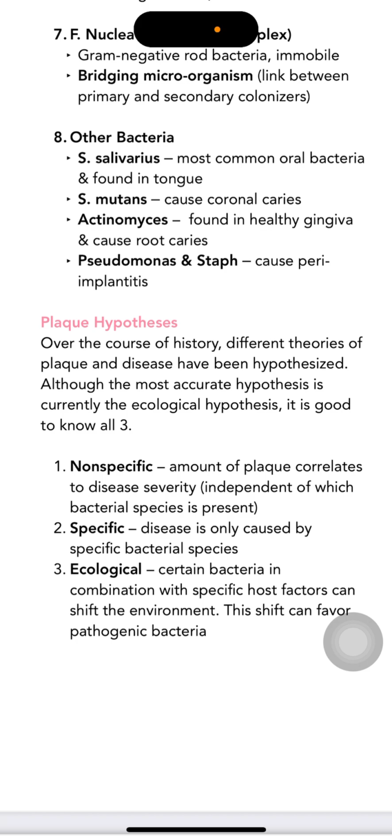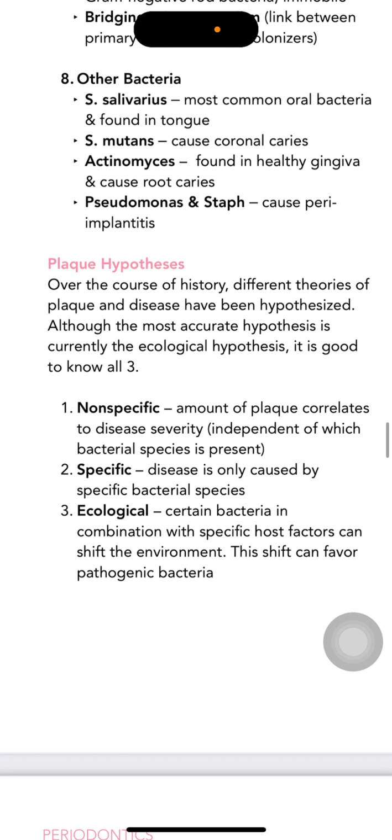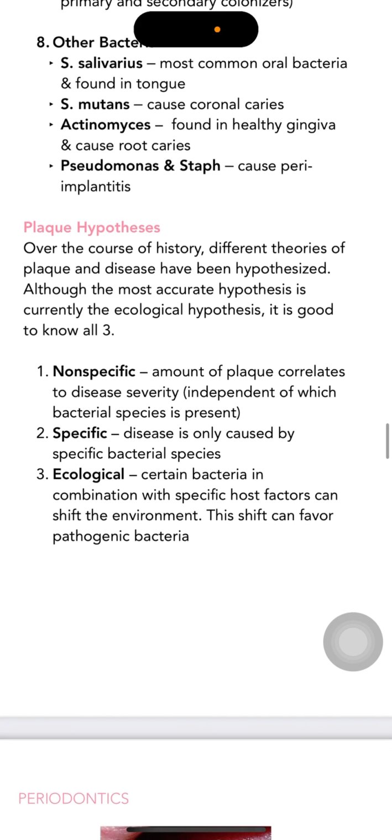Plaque hypothesis. Over the course of history, different theories of plaque disease have been hypothesized, although the most accurate hypothesis is currently the ecological hypothesis. Non-specific: the amount of plaque correlates to disease severity independent of which bacterial species is present. Specific: disease is only caused by specific bacterial species.